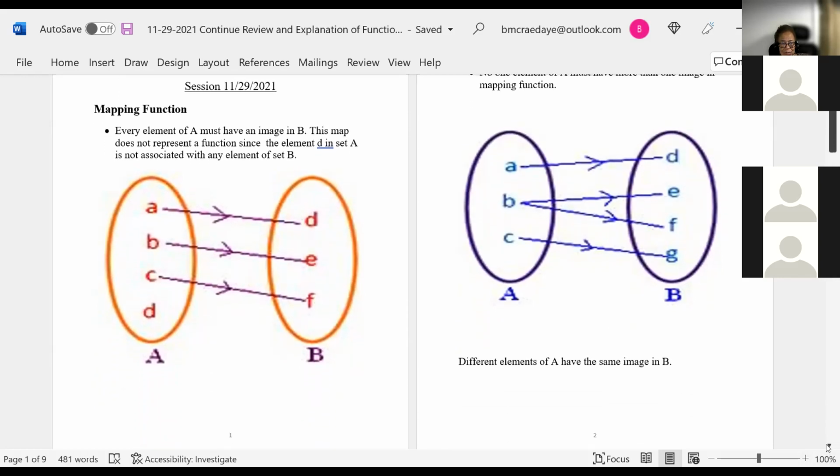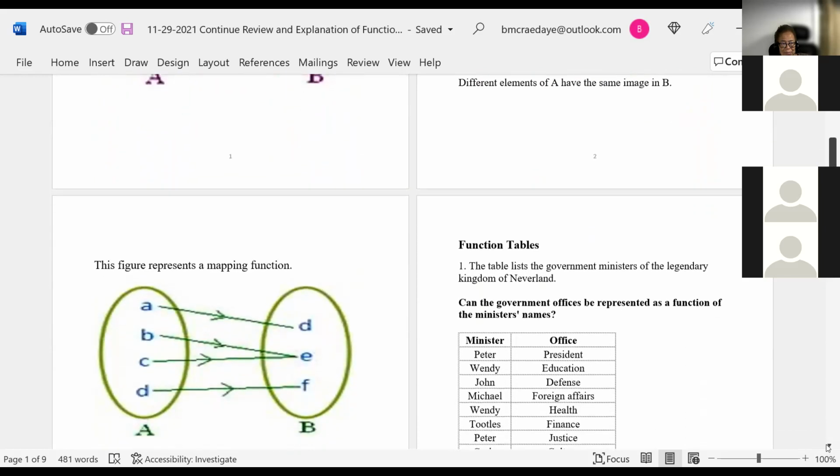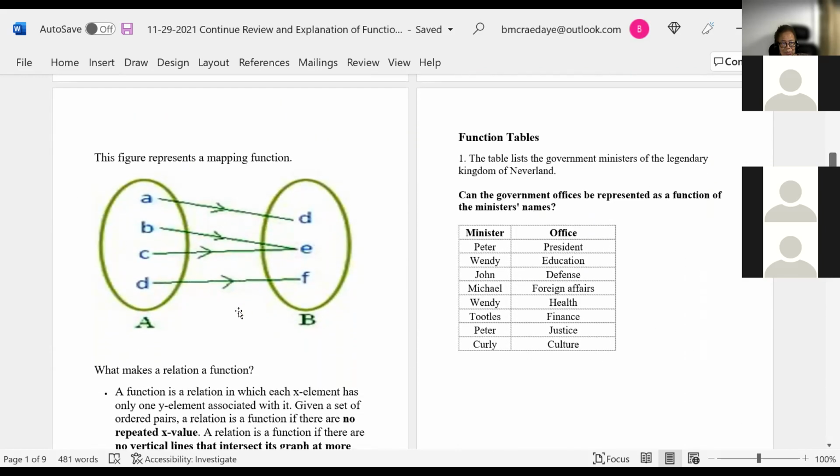All right, Latoya, what about the next one? Does this represent a function? Yeah. Why? Because the input and the output maps. The input and the output represents a mapping function. Because what? A is connected to D, B is connected to E, and C is connected to F.